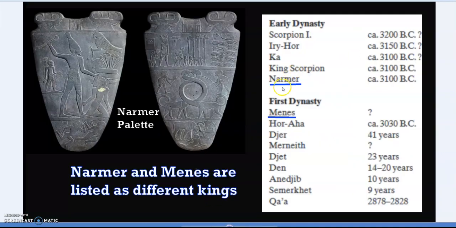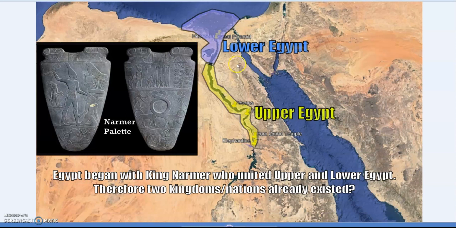So Narmer, or Menes, this is the famous Narmer palette, which shows King Narmer defeating Lower Egypt. He was from Upper, or Southern, Egypt, and he defeated Lower Egypt and united the kingdom. So that raises an important question as well, because we have Lower Egypt, and then we have Upper Egypt. Well, if Egypt began with King Narmer, who united Lower and Upper Egypt, therefore two kingdoms or nations were already existing. So it tends to be that Egyptian civilization started with Narmer.